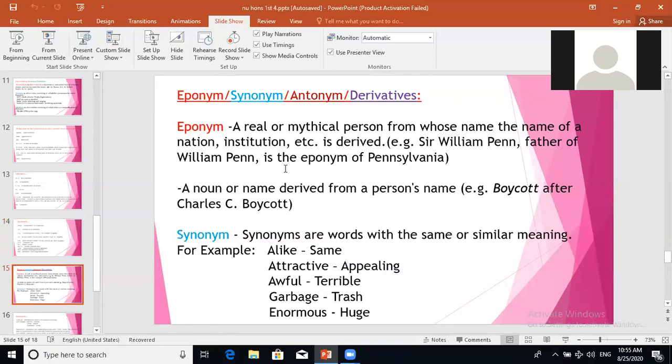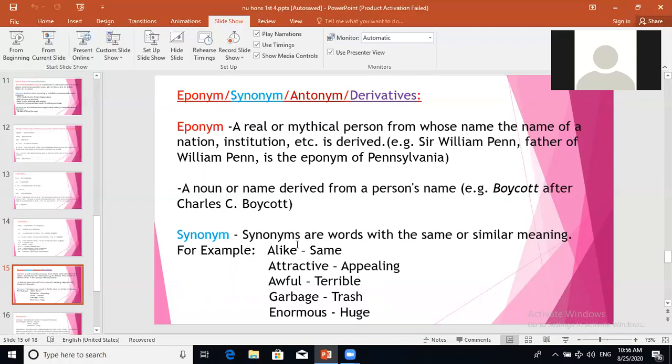Now what is eponym? Eponym, a real or mythical person from whose name the name of a nation or institution, etc. is derived. For example, Sir William Penn, father of William Penn, is the eponym of Pennsylvania. Another meaning of eponym, a noun or name derived from a person's name. For example, boycott. The word boycott has come from the name of a person, Charles C. Boycott. So these are the eponyms. When a word comes from the name of a person or any special thing, that is eponym.